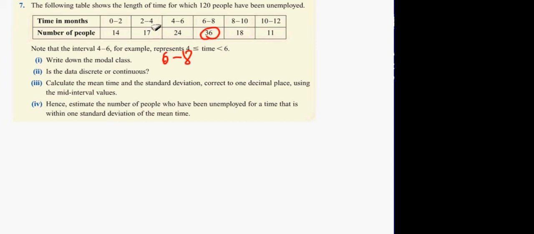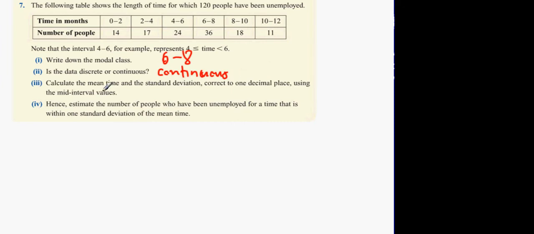The next question is, is the data discrete or continuous? It's continuous because it could be like 6 months, 2 days, 3 hours, seconds, milliseconds. There's just such a scale there. You're not either 6 or 7 months, you're 6 months and a bit, 7 months and a bit, so that's why it's continuous data.